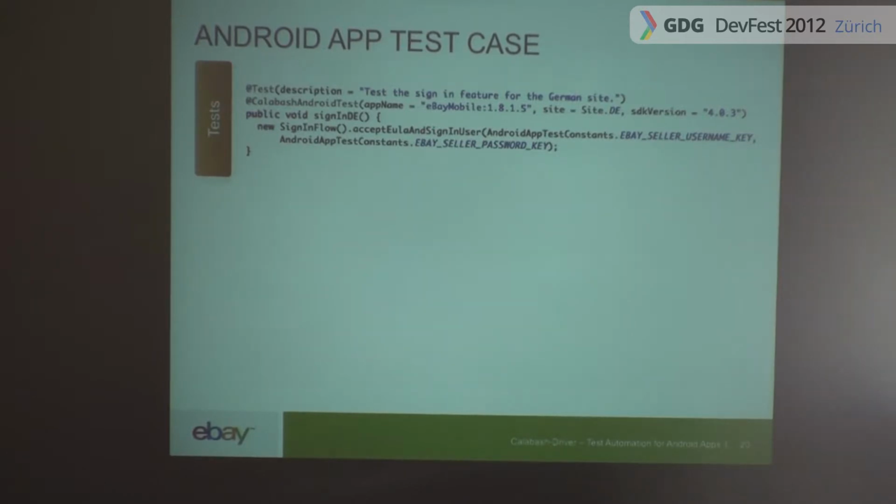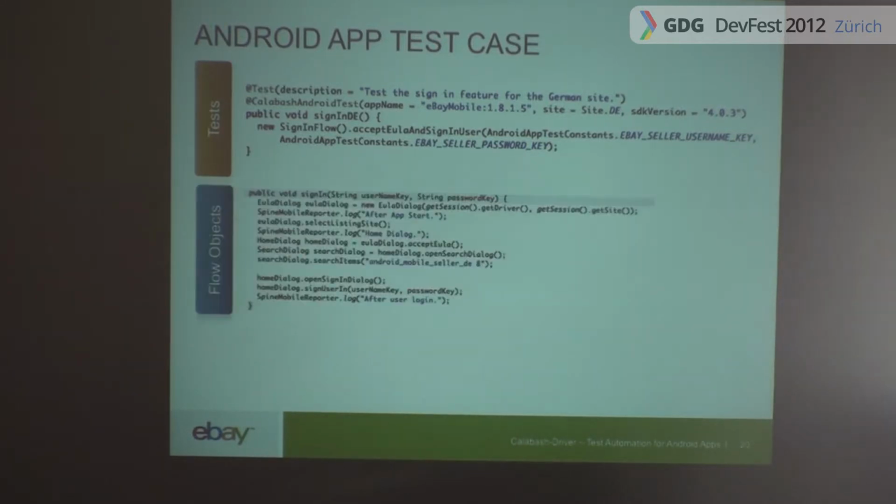So then you can just pass in different test data that we use heavily in web, for example. A flow object looks like this. In the flow object we have a kind of delegation to the different dialog objects. In the beginning, for example, we have the home dialog, then the user agreement is accepted, then we open the search dialog, search for something, then open the sign in dialog, enter the user data and so on.